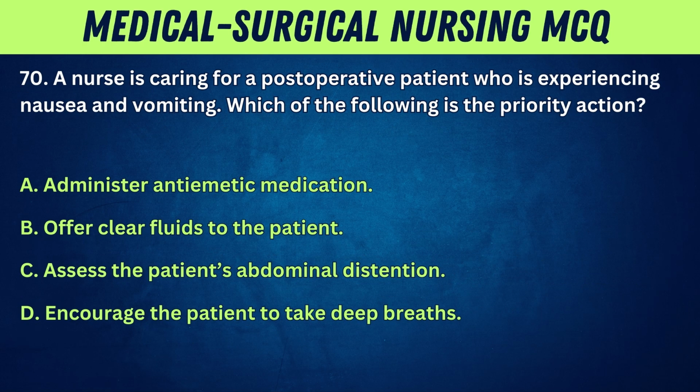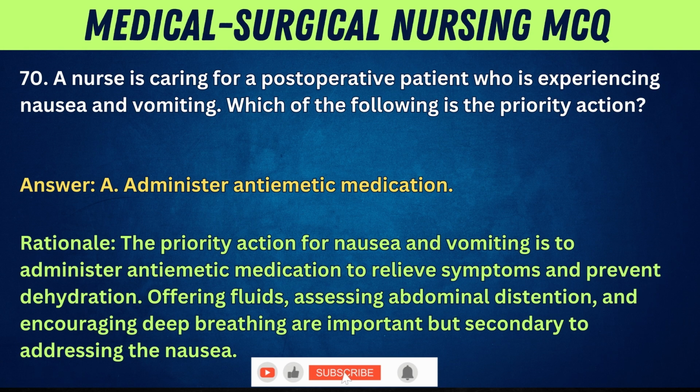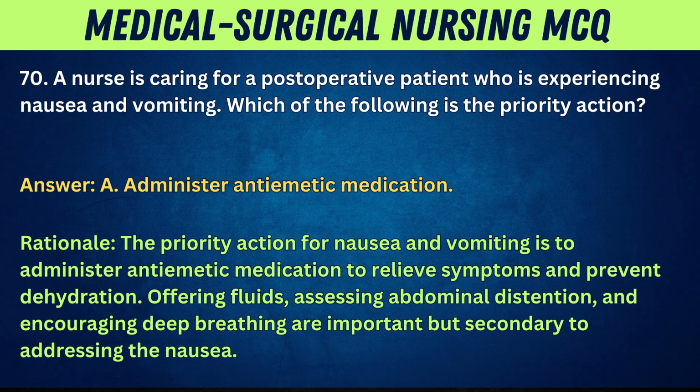70. A nurse is caring for a postoperative patient who is experiencing nausea and vomiting. Which of the following is the priority action? A. Administer antiemetic medication. B. Offer clear fluids to the patient. C. Assess the patient's abdominal distension. D. Encourage the patient to take deep breaths. Answer: A. Administer antiemetic medication. Rationale: The priority action for nausea and vomiting is to administer antiemetic medication to relieve symptoms and prevent dehydration. Offering fluids, assessing abdominal distension, and encouraging deep breathing are important, but secondary to addressing the nausea.